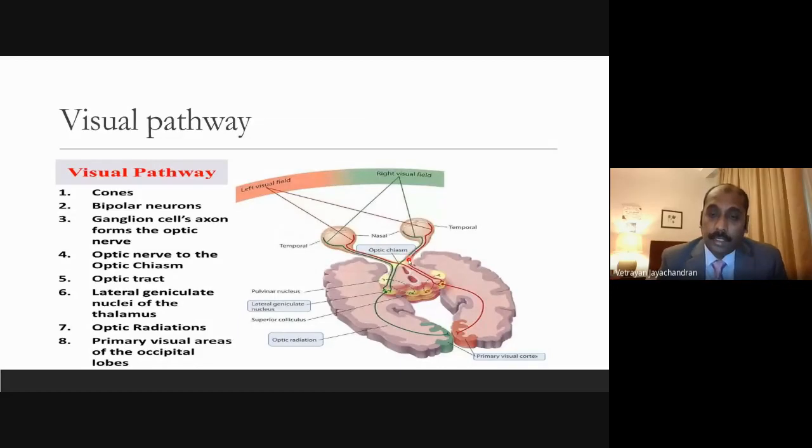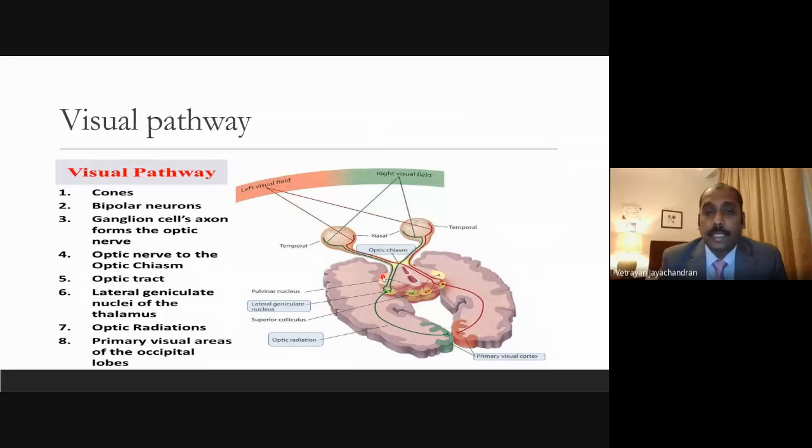After crossing in the optic chiasma, it enters the lateral geniculate nucleus, which is present in the thalamus. From the lateral geniculate nucleus, it goes to the visual cortex by means of the optic radiations. There is also some intersection function happening from the lateral geniculate body. Some of the information goes to the superior colliculus, which is present in the midbrain. Here, information like the movement of the eyes and object tracking is maintained. Then the information is sent back to the pulvinar nuclei, which is present in the thalamus.